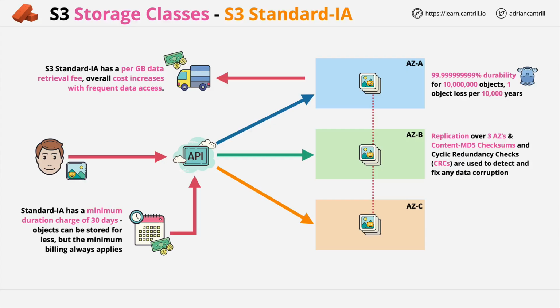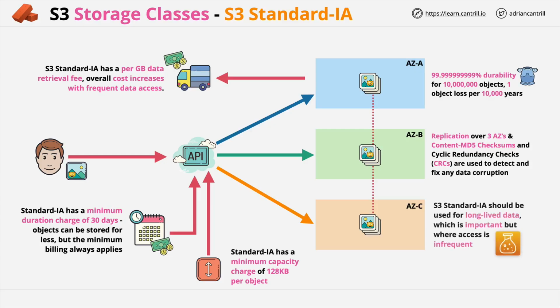And however small the objects that you store within this class, you're billed a minimum of 128 KB in size per object. So this class is cost effective for data as long as you don't access the data very often, or you don't need to store it short term, or you don't need to store lots of tiny objects. For the exam, remember this: S3 standard infrequent access should be used for long-lived data, which is important or irreplaceable, but where data access is infrequent.